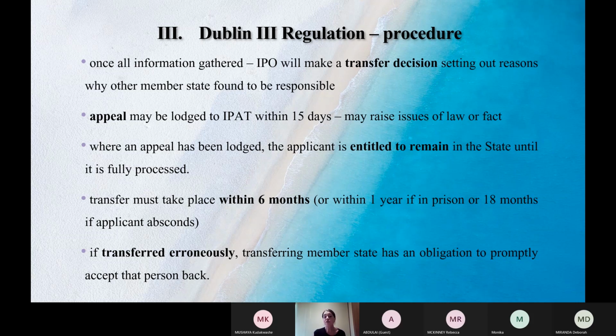And then if at the end of that a person is transferred erroneously, Ireland has an obligation to promptly accept that person back.